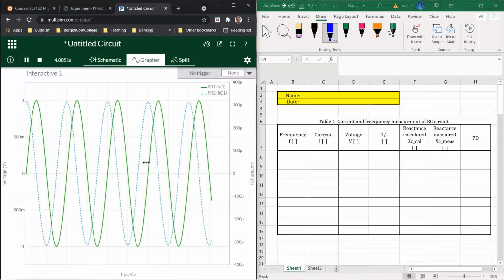Then in the graph, you will see the two lines as usual. Make sure the trigger is set to auto. Now the green one should be our voltage sensor, and the blue one should be the current sensor. So I can measure the values from here very easily. You can make this a little bit larger, then it's easy to observe.